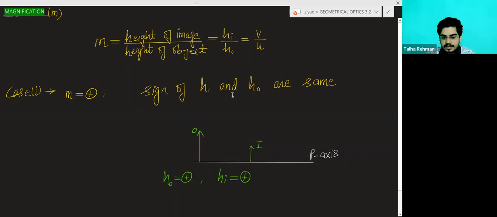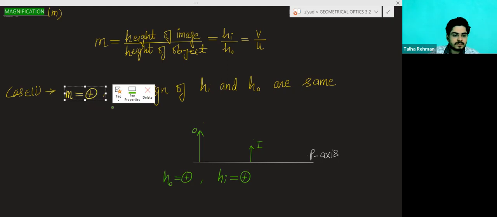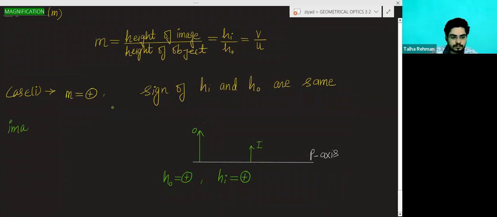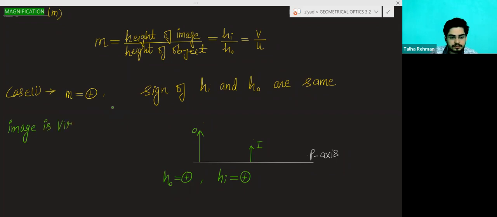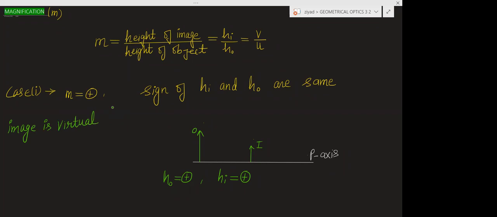Now this image is erect, and erect image is virtual. So if the magnification is positive, then you can say the conclusion is, image is virtual and erect.